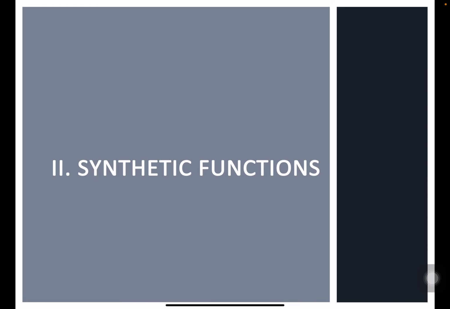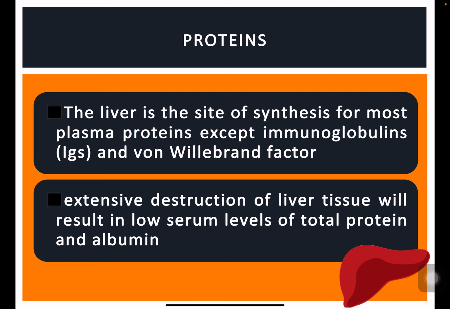Now let's proceed to the synthetic function of the liver. So the liver is the site of synthesis for most plasma proteins except your immunoglobulins and the von Willebrand factor, which is synthesized in the endothelial cells and in megakaryocytes.